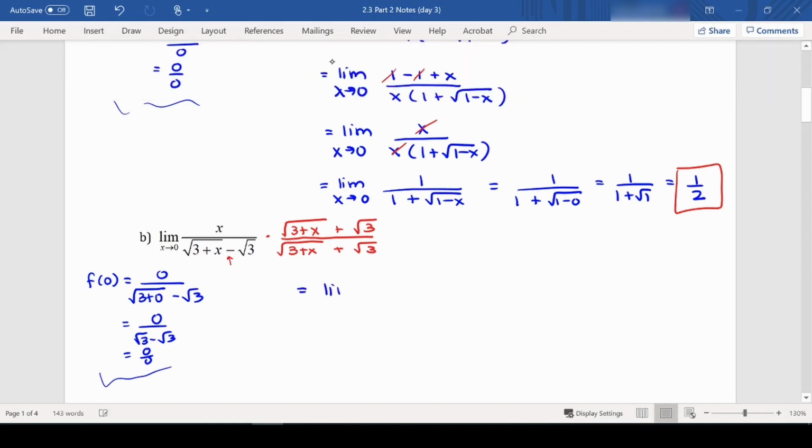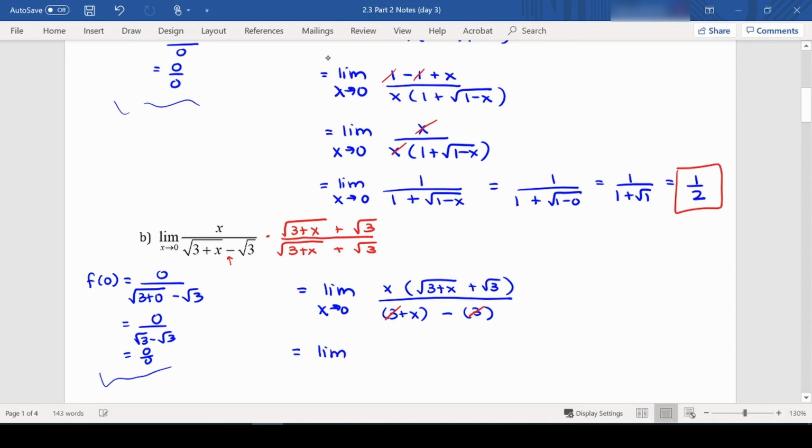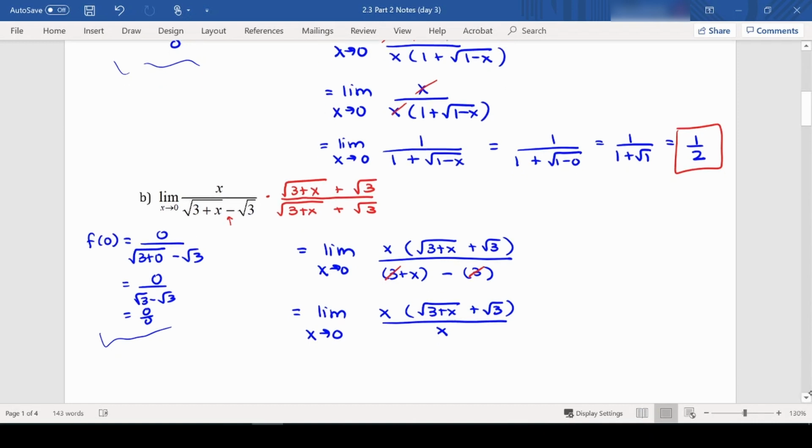This now gives me the limit as x approaches 0 on the top. That's not the conjugate of the top, so I'm going to leave it factored. On the bottom, this again is a difference of squares that's being expanded. The first term squared is 3 plus x, minus the second term squared is 3. This means on the bottom, I have a 3 minus 3. Those cancel out. This gives me the limit as x approaches 0, x on the top multiplied by the conjugate. Again, don't expand it. On the bottom, we get x. Now we've got an x on the top and the bottom.